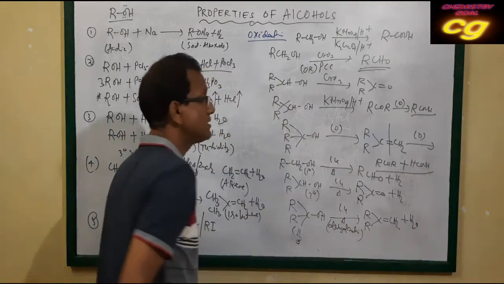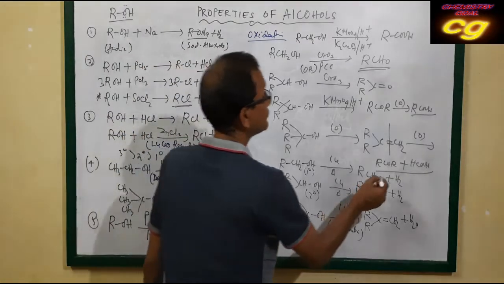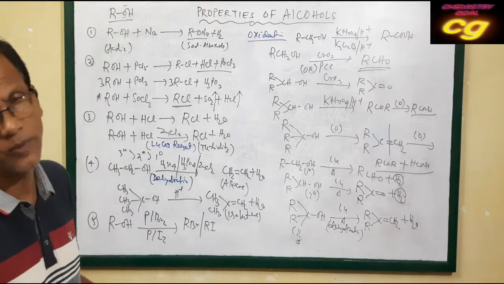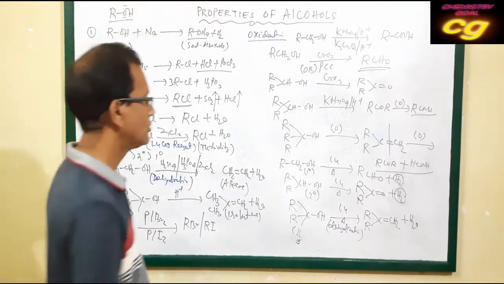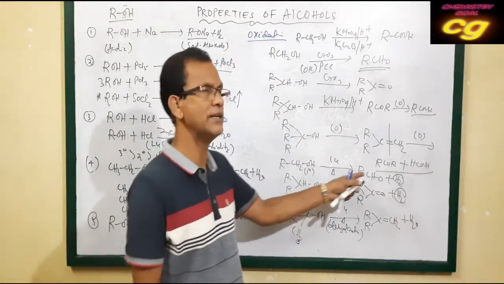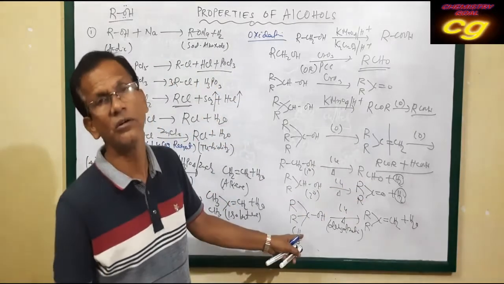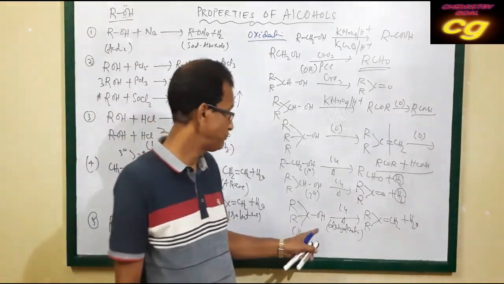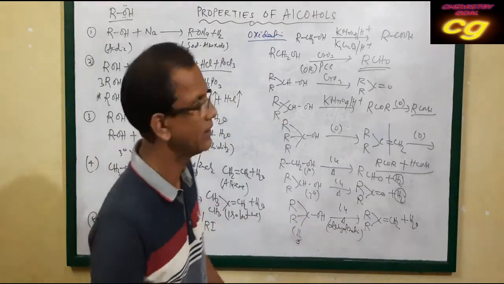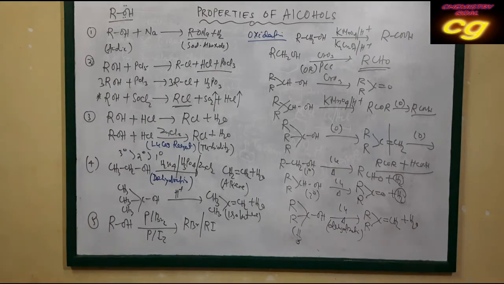In all cases, dehydrogenation, loss of hydrogen. Loss of hydrogen is also called oxidation. So when alcohol oxidizes, it produces aldehyde. Secondary alcohol gives ketone. Tertiary alcohol cannot be oxidized easily, but it undergoes dehydration, forming alkene. So this is about the oxidation of alcohol.